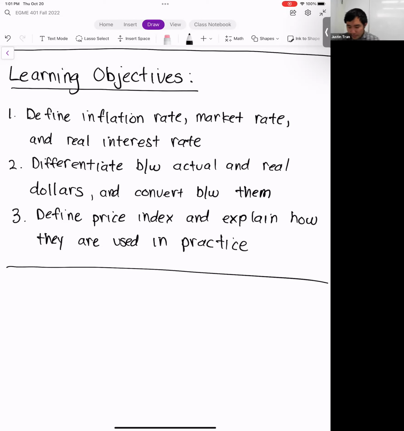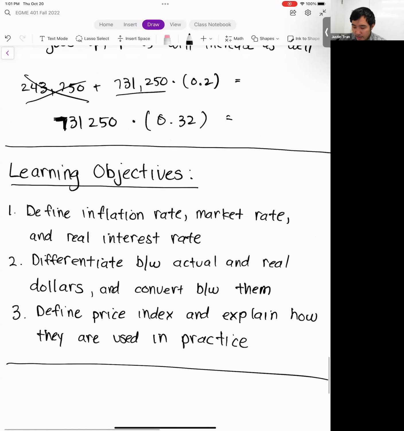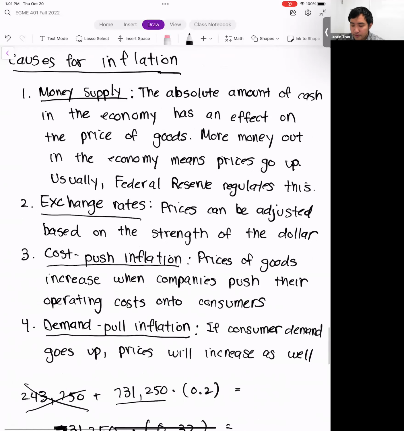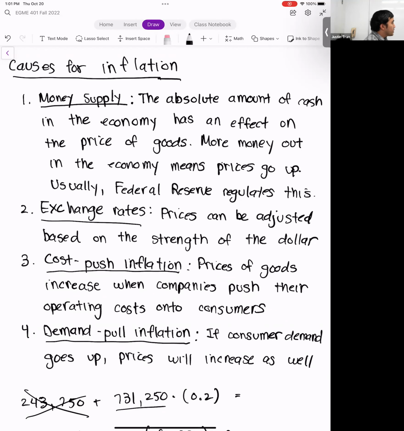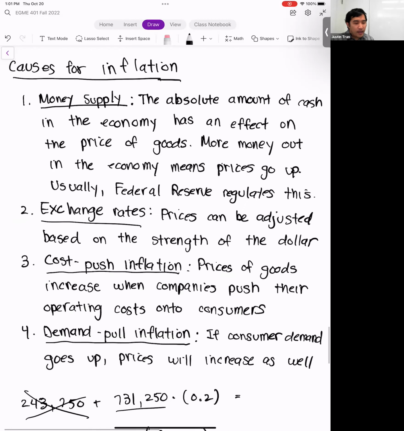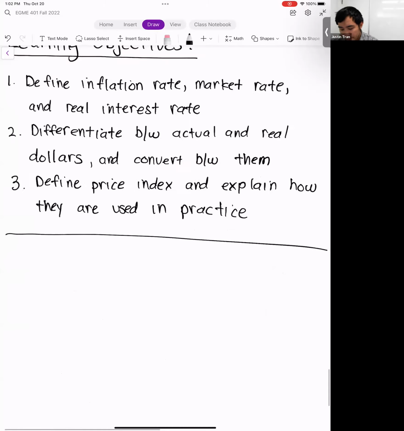All right, let's pick up where we left off. The last thing we did was introduce this idea of inflation, where inflation is basically just an increase in prices. And we talked about all these different causes for inflation. Today we're going to define some more terms regarding inflation. This is from last time, so you should have this in your notes. We're going to define some extra terms and do some calculations, and hopefully that'll make things a bit more clear.